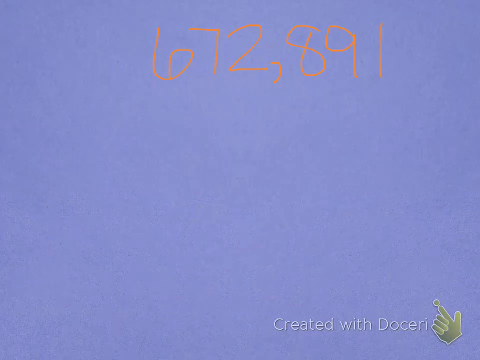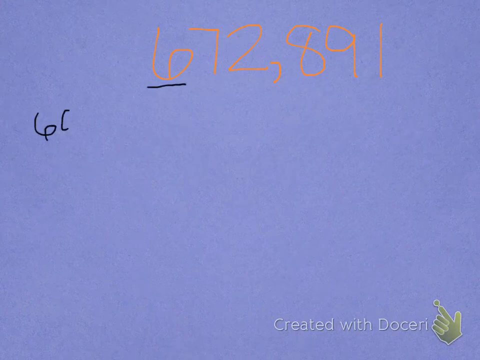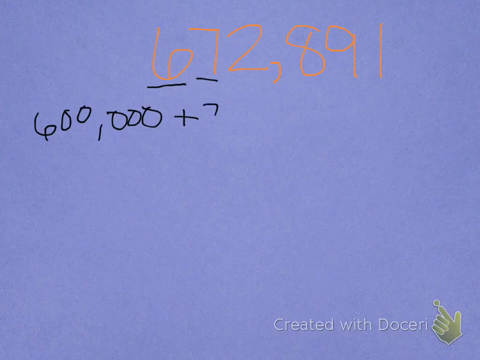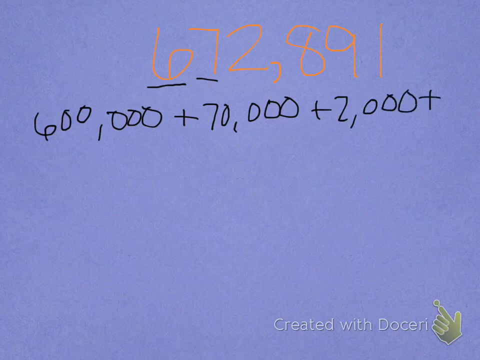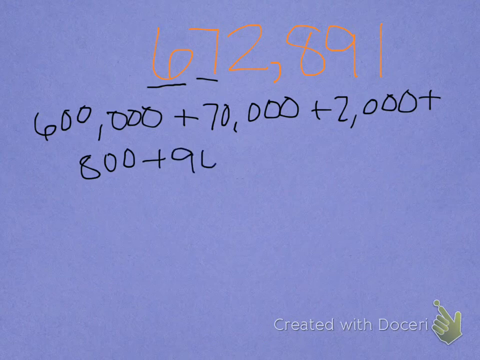Number 3 says which shows 672,891 in expanded form. So if we want to do it in expanded form, 6 is in the hundred thousands, so it would be 600,000 plus 7 is in the 10,000s, so it would be 70,000, plus 2 is in the thousands, 2,000, plus 8 is in the hundreds, plus 9 is in the tens, plus 1. So if you look, that's not an option.